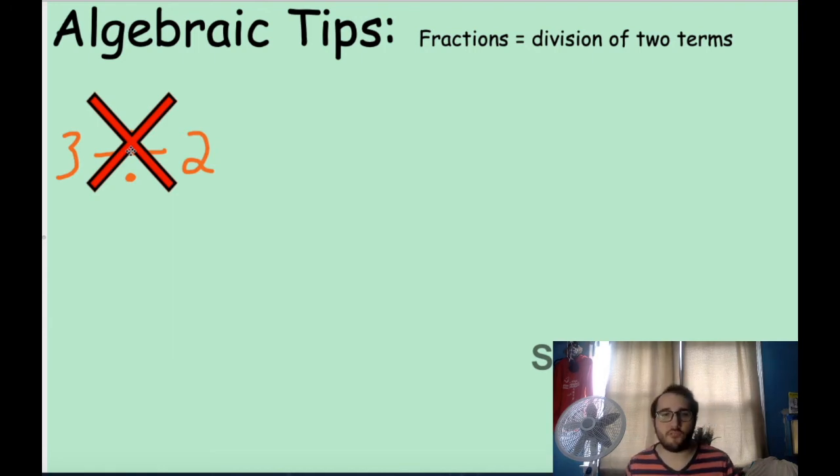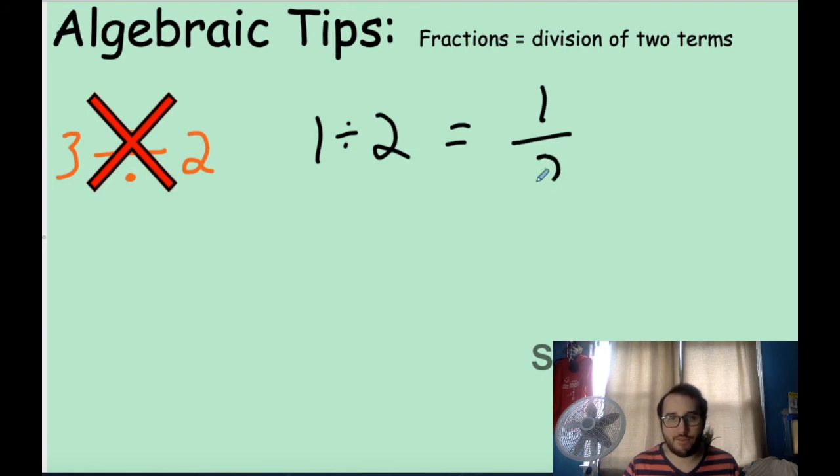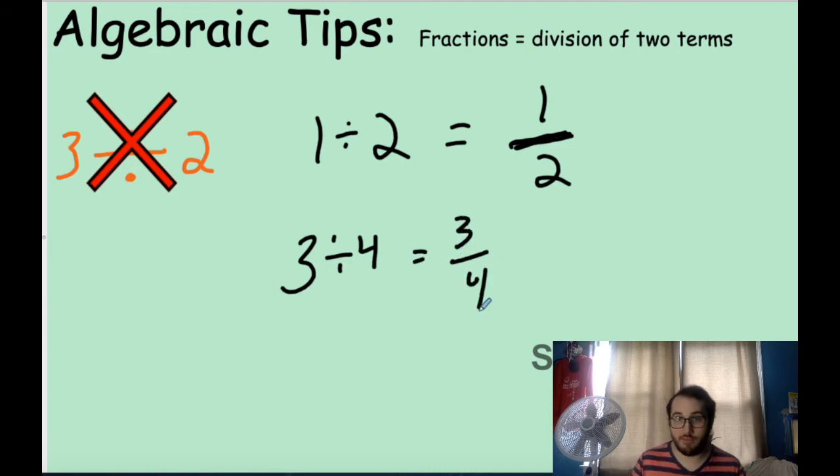So I want to tell you that a fraction is literally just dividing two numbers. So, for example, 1 divided by 2, this is the same thing as 1/2. This bar is division. It's 1 divided by 2, right? Or the same thing if I did 3 divided by 4, that's the same as 3/4. It's the same thing. 3 divided by 4 or 3/4.